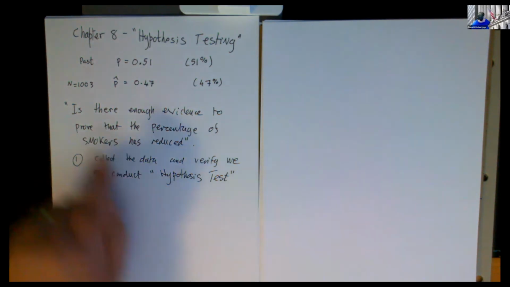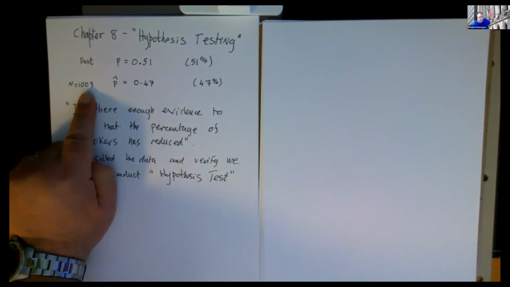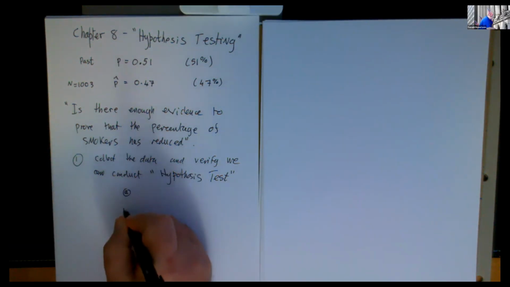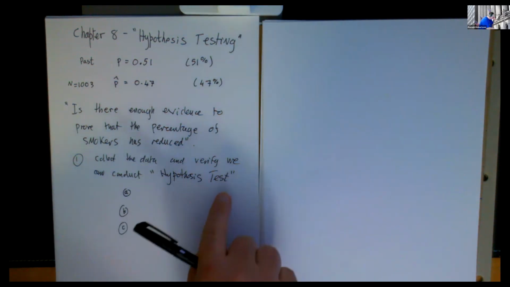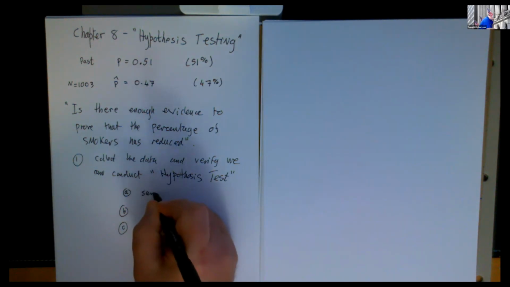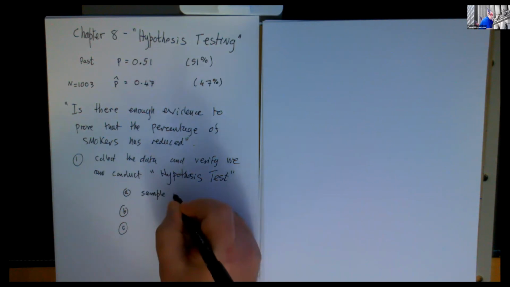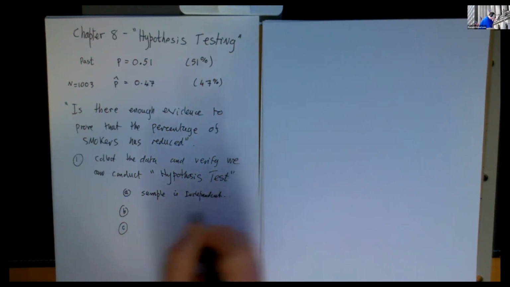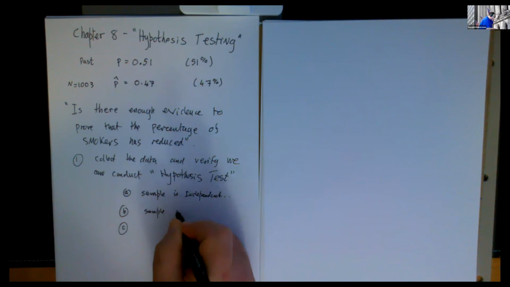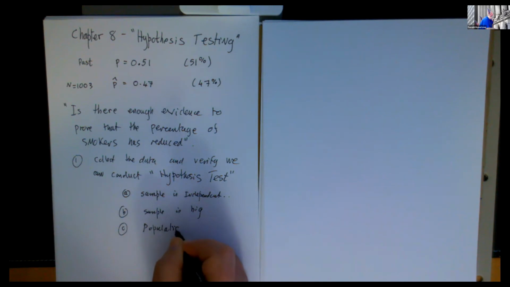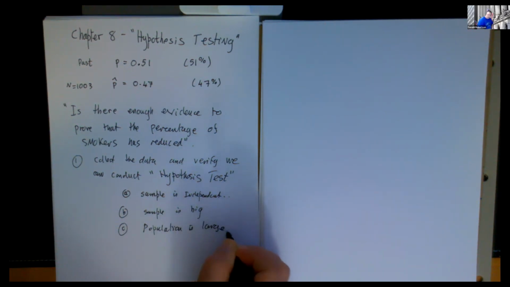Right, well, I've collected a sample of 1,003, and 47% of the people said yes. Let's look at what we mean by that. There were 3 things that have to be true before we can even start the process, and they're all to do with the sample. The first one, in no particular order, is the sample is independent. Second one is the sample is big. And third one is the population is large.